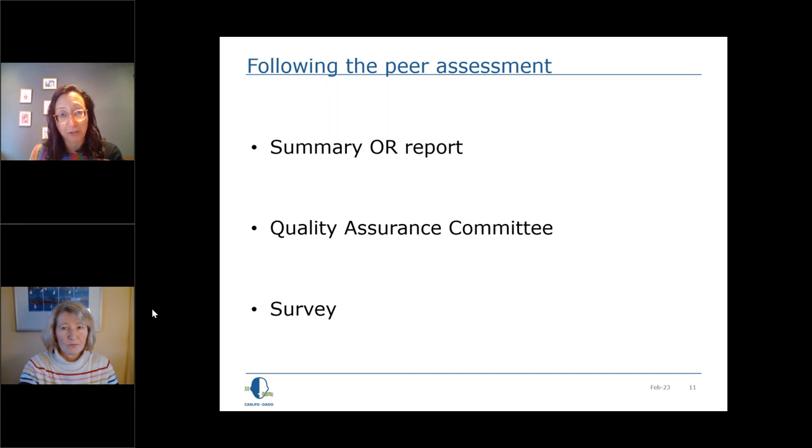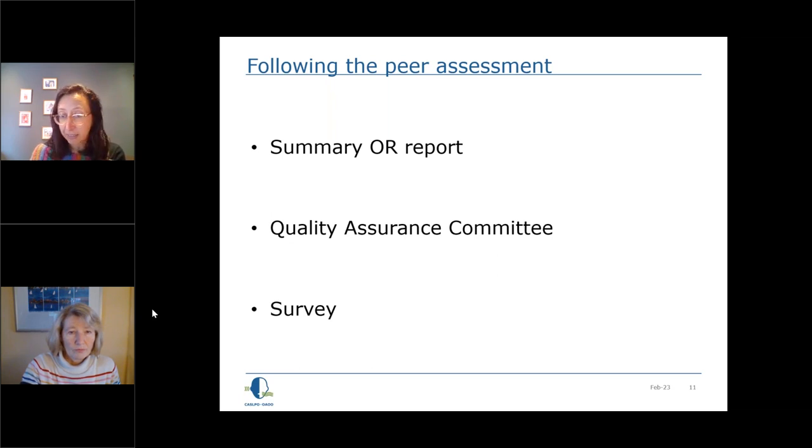A report, on the other hand, shows which indicators still need work. So this might be because there were many indicators not met, or the indicator requires more than just online remediation, or the remediation was unsuccessful. And then the Quality Assurance Committee will direct you on how to proceed.